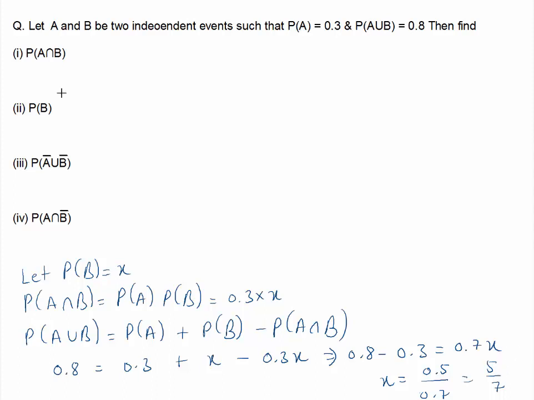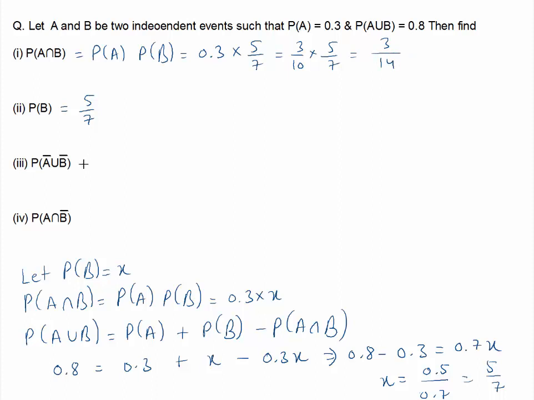So we got the second part of the question. So this is 5 by 7. Now what is probability of A intersection B? So this equals probability of A multiplied by probability of B. Now probability of A is given as 0.3 multiplied by probability of B, which is 5 by 7. So that would be equal to 3 by 10 multiplied by 5 by 7. So 3 divided by 14.